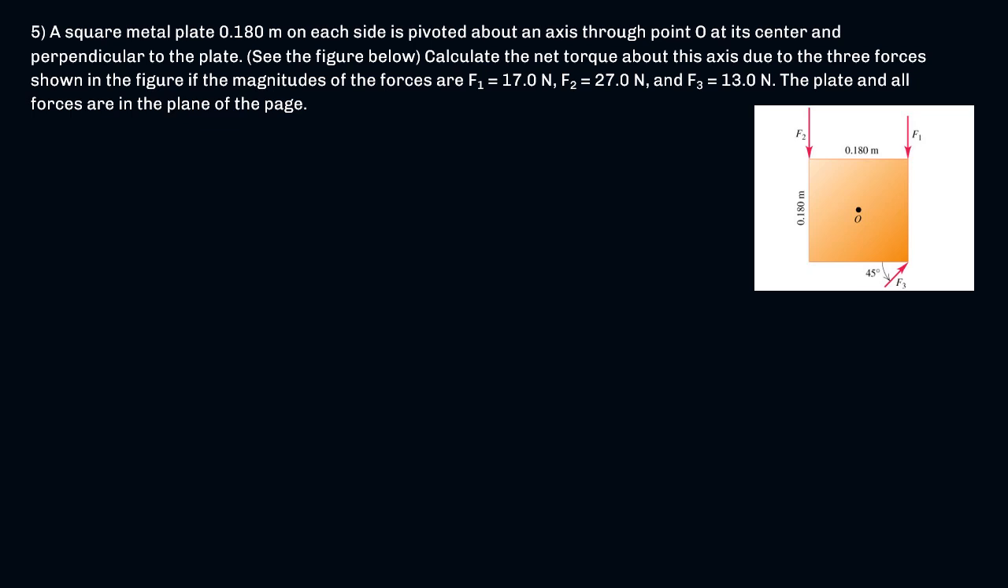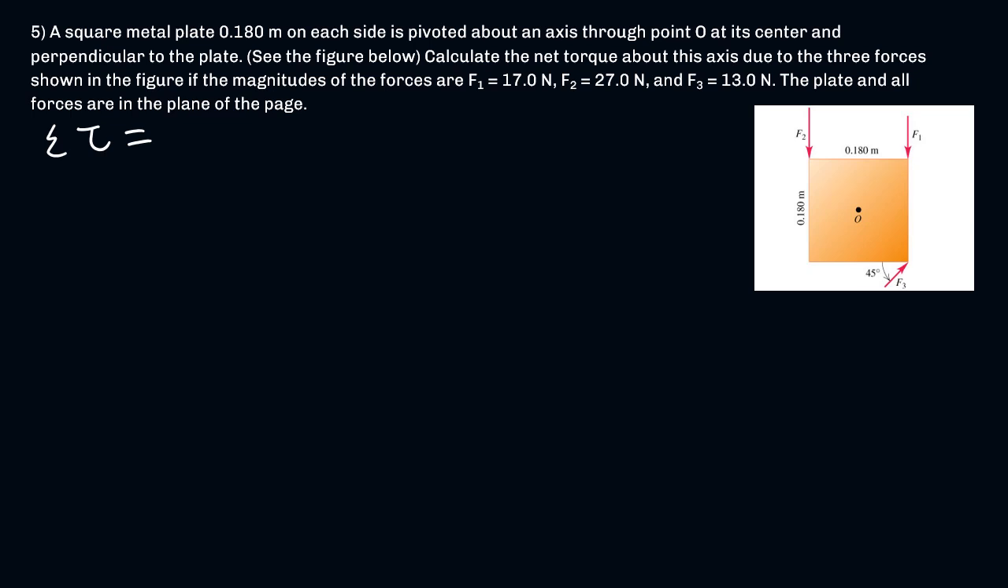Calculate the net torque about this axis due to the three forces shown in the figure if the magnitudes of the forces are F1 is equal to 17 newtons, F2 is equal to 27 newtons, and F3 is equal to 13 newtons. The plate and all the forces are in the plane of the page. Alright, so looking at my diagram, when I ask for net torque, this just means we are looking for the sum of all torques. So the sum of all torques, and we're going to set this up.